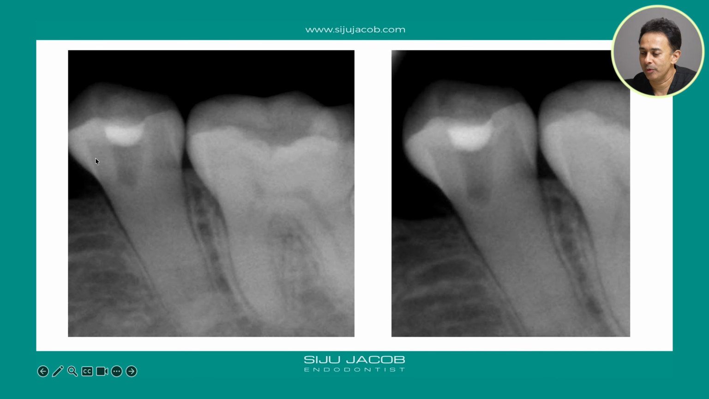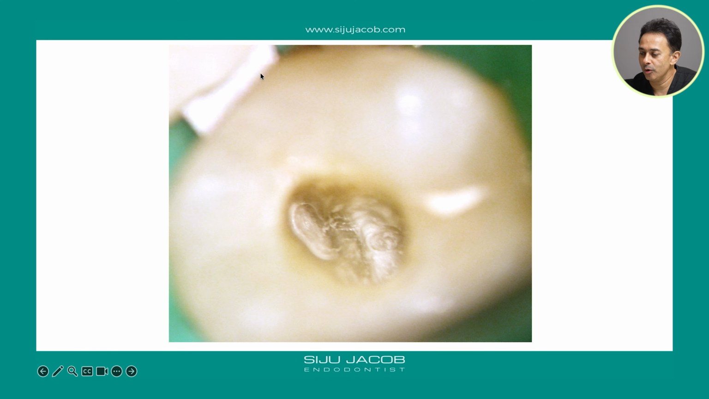Here's another example where somebody had done the initial access, could not find the canal because the canal was calcified, and you can see the access seems to be skewed in one direction. When we open this tooth, this is what we find. We find the middle portion which is darker in color and the adjacent monochromatic dentin on either side. So once we see a picture like this, we know that we need to drill in the middle part here and not drill on either side, because this is whitish in color.